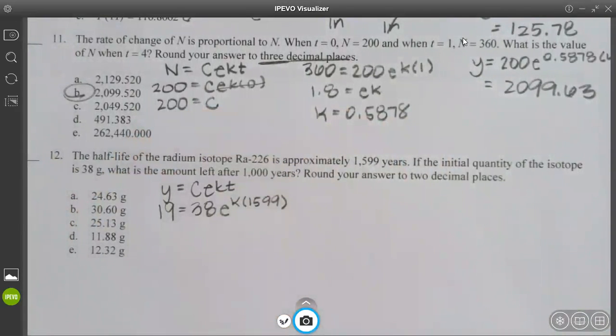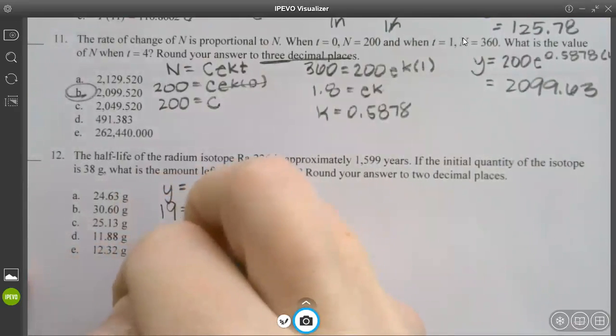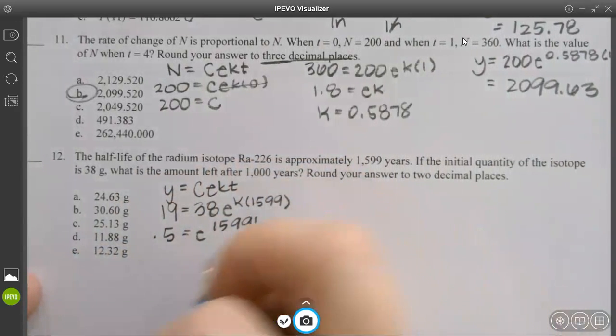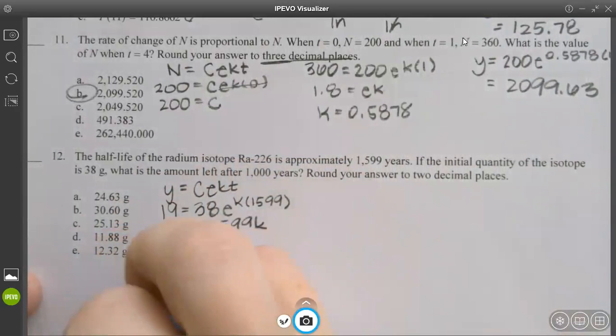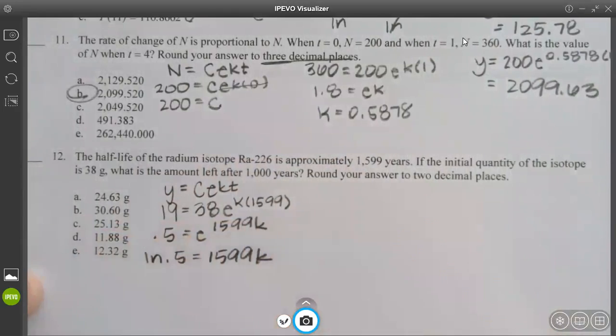What's gonna happen in the end anyway? It's gonna end up being 0.5. So if you don't want to start with this line and you just want to go straight to the 0.5 equals e to the 1599K, that is perfectly fine. But again, you'll need that C later on, so that's why they give it to you. How do we solve? ln 0.5 equals 1599K. And then what do we do?